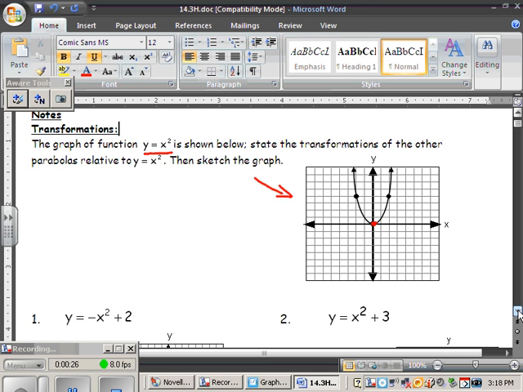So what we want to look at is just in general, when you have a quadratic equation, what happens if we add a number to it, or if we subtract a number from x squared, how does that affect the parabola? So let's take a look at a couple of situations so that we can see what happens to the graph when we add or subtract a number to the x squared.